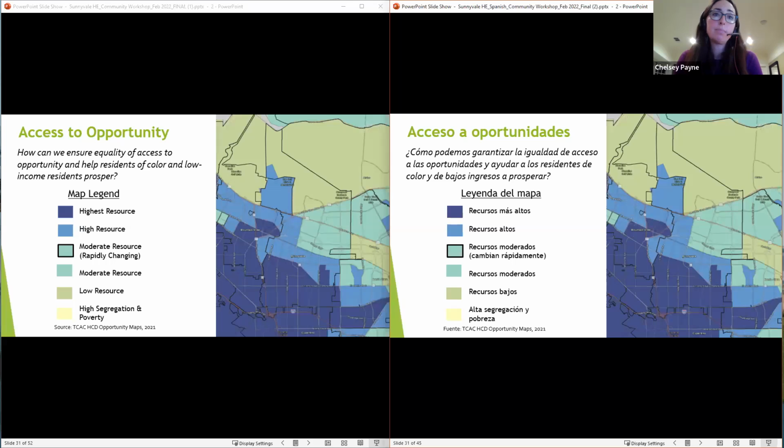Historically, affordable housing has been disproportionately developed in minority neighborhoods with higher poverty rates, creating a concentration of poverty and racial segregation in low opportunity and low resource areas. That's a trend that has been seen across California, across the nation. And so these new state laws have required cities to consider, how can we ensure equality of access to opportunity and help low-income residents and residents of color prosper. So through this housing element, the sites inventory and the policies and programs we develop will strive to address some of the fair housing issues in the city. Next slide, please.